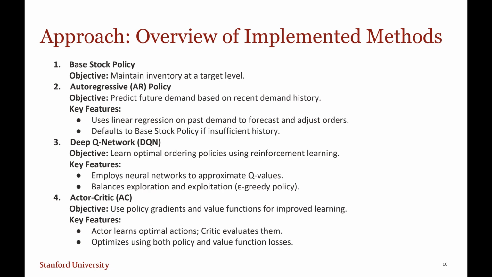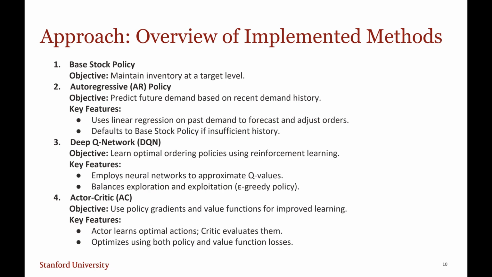We implemented 4 different methods to address supply chain optimization. First, the base stock policy provides a straightforward approach to maintaining inventory at a target level. Next, the autoregressive policy leverages recent demand history to forecast and adjust orders using linear regression, offering adaptability by relying heavily on historical data. For more advanced solutions, we chose reinforcement learning techniques like the DQN and actor-critic approach. DQN employs a neural network to approximate Q values, balancing exploration and exploitation through techniques like the epsilon-greedy policy. This approach was chosen because it is particularly effective for environments with discrete action space and provides a robust way to learn optimal ordering policy under uncertainty. The actor-critic methods combine the strengths of policy optimization and value estimation.